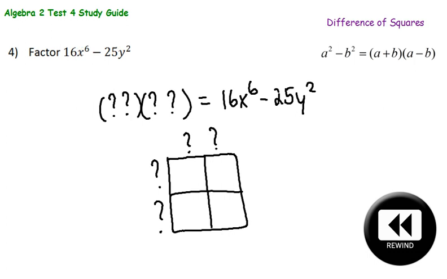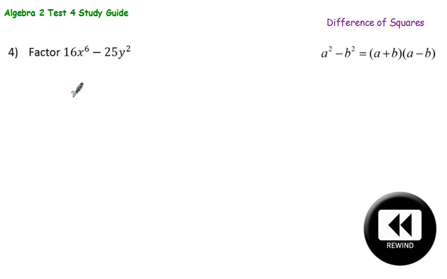So let me clear this off, and we'll show you the shortcut on this one. All that you need to do is just take the square root of the first term, the square root of 16x to the 6th. Well, you know the square root of 16 is 4, and then you're like, what's the square root of x to the 6th?